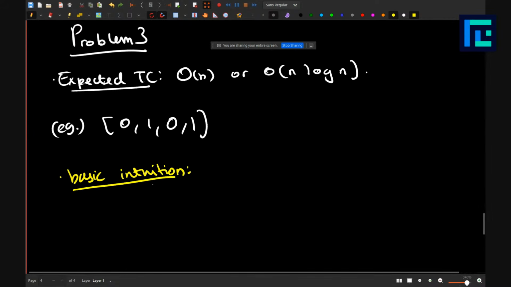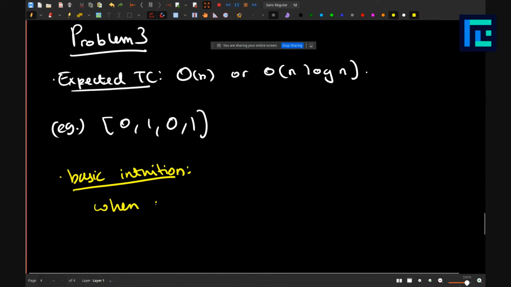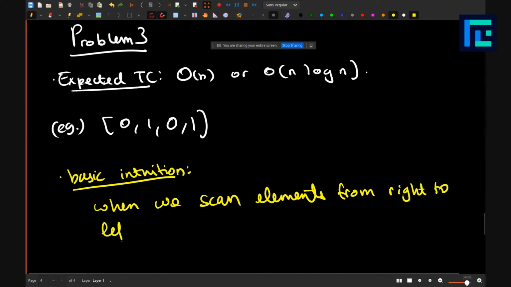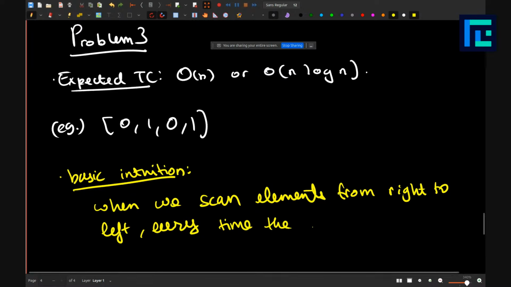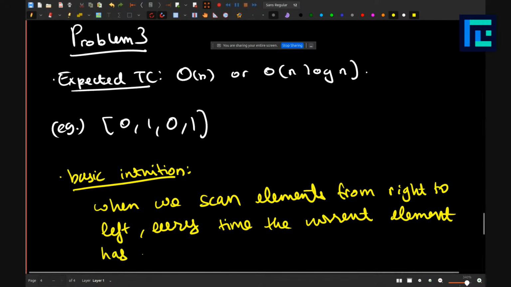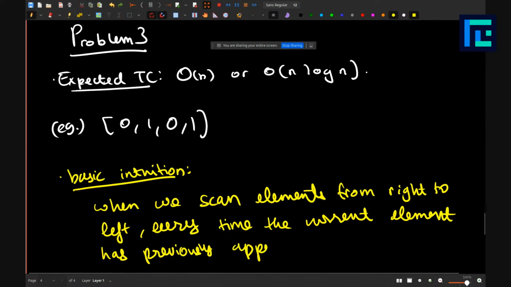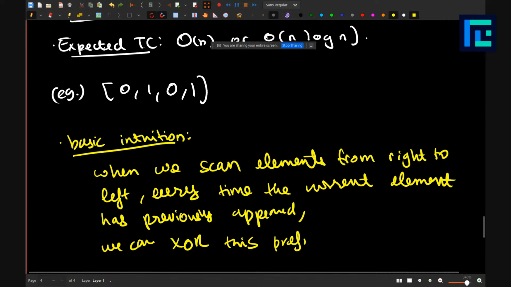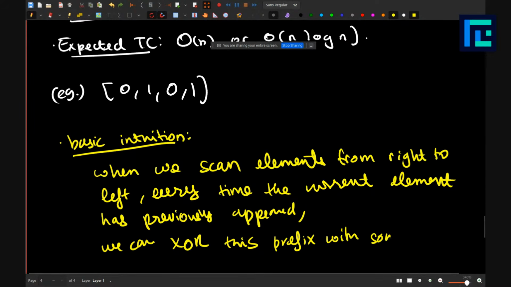Basically our approach can be something like this. Basic intuition: when we scan elements from right to left, every time the current element has previously appeared, we want to make sure the elements are distinct, so we can XOR this prefix with some value, right?